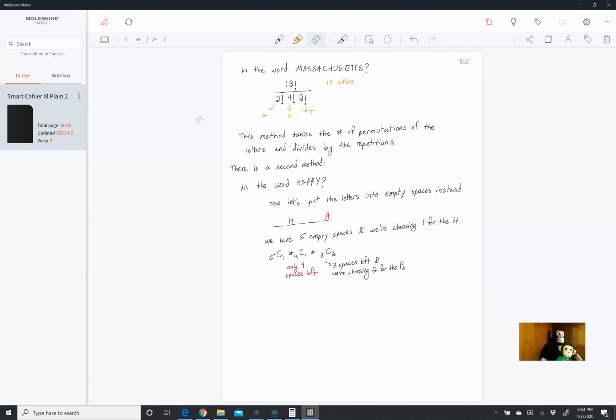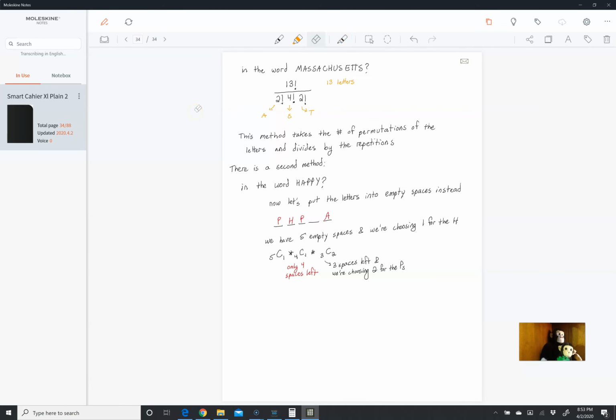For the P's. Right? So let's put the P's here and here. The reason why it's a combination and not a permutation is because whether we put P1 here or P2 here, it doesn't matter. So the order in which we choose these spaces doesn't matter. And now what's left? Well, there's only 1 space left, and we're choosing that space for the Y.